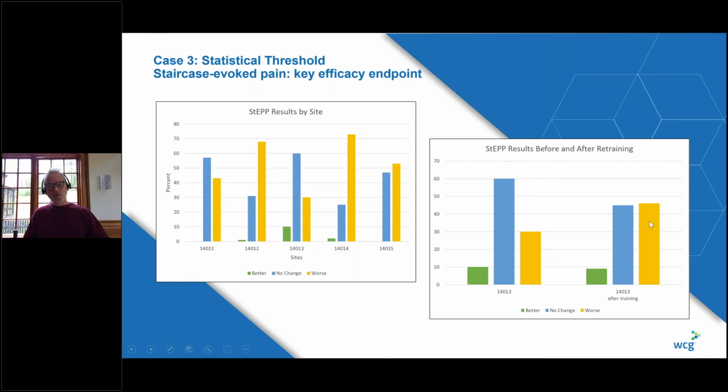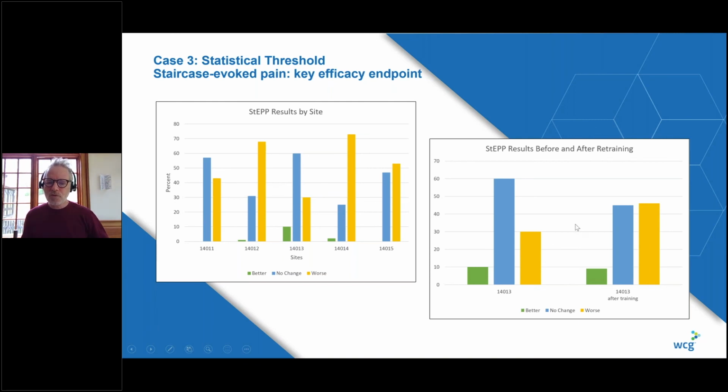Their data became normative, and what I don't have on this slide, but what I'll tell you, is that before this retraining, there was no difference between drug and placebo at this site. And after training, when they were doing the procedure like they were supposed to, all of a sudden we saw a difference between drug and placebo emerge that was similar to the difference between drug and placebo seen at all the other sites.